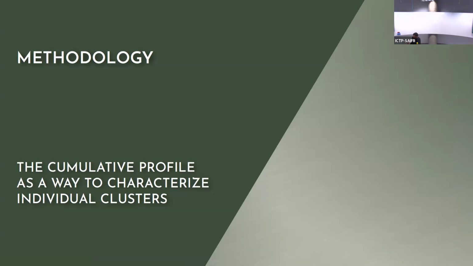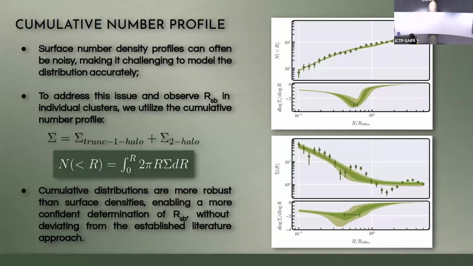So what I do to avoid using the number density profile is to use the cumulative profile. The cumulative is just an integral of the density profile. It's a number density, so the integral is going to be the number of galaxies inside the range, and I can measure this. So here are my plots. I did it for my cluster, just as an example. Sigma is the surface density.